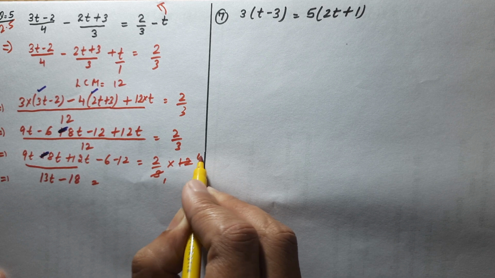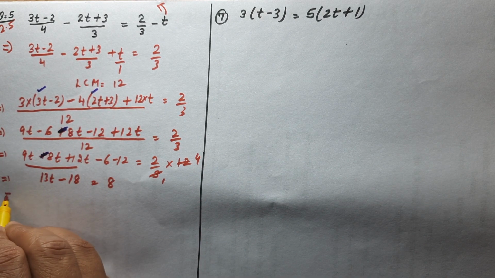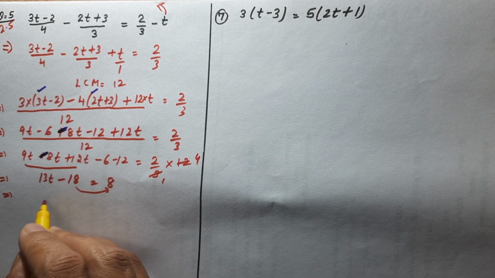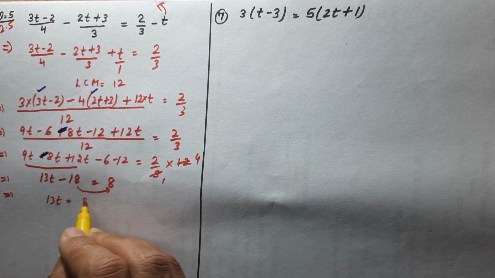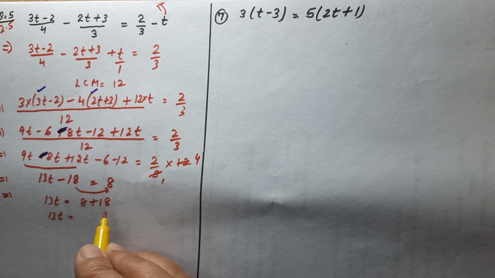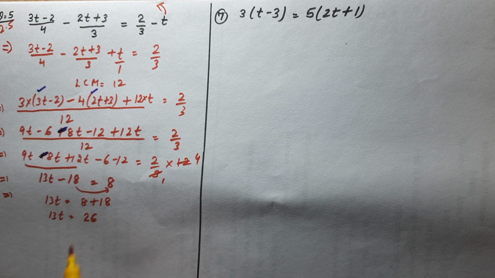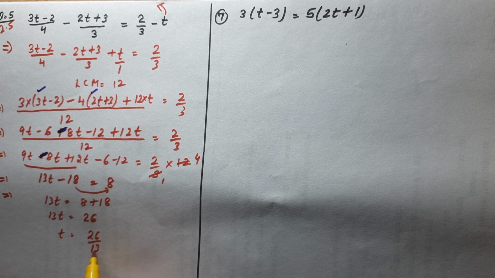3 1s are 3, 3 4s are 12, 4 into 2 is 8. Hope this is clear. Now transposing 18 to other side. 13t is equals to 8 plus 18. That will be equals to 26. So t will be equals to 26 upon 13. 13 1s are 13, 13 2s are 26. So our answer is t is equals to 2.